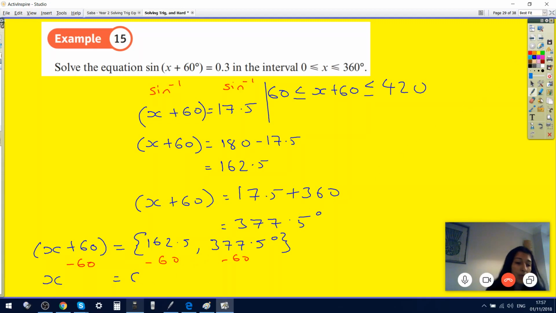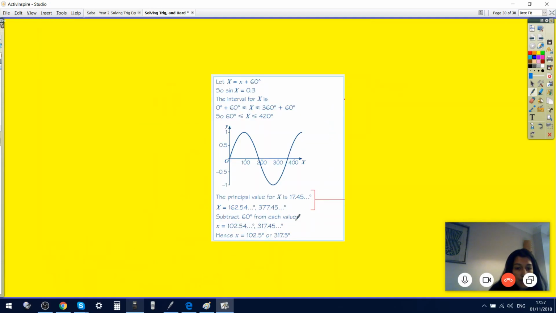That's it. Any questions there? No. And those are both inside this range, 102.5 and 317.5.